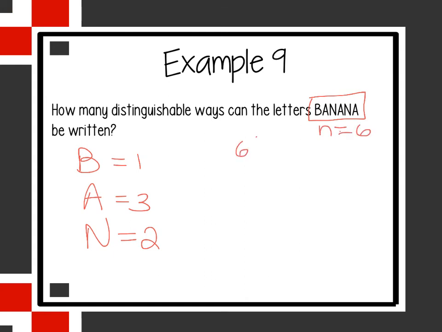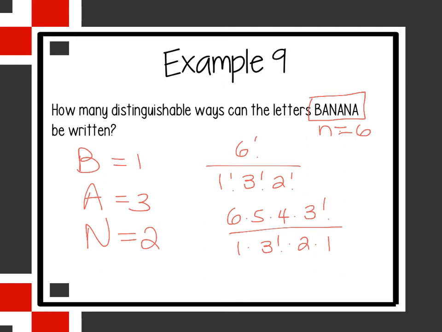So I get 6 factorial over 1 factorial times 3 factorial times 2 factorial. 6 times 5 times 4 times 3 factorial over 1 times 3 factorial times 2 times 1. The 3 factorials cancel out. 2 goes into 4 twice. So you get 6 times 5, which is 30, times 2, which is 60. Questions on that one?